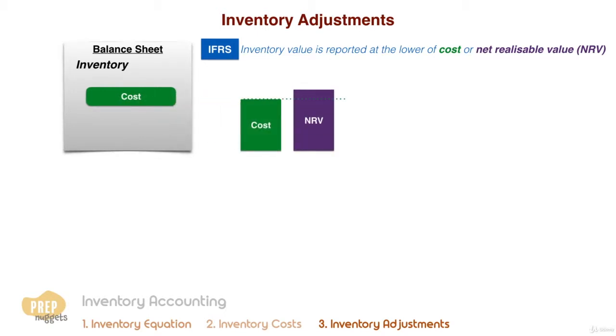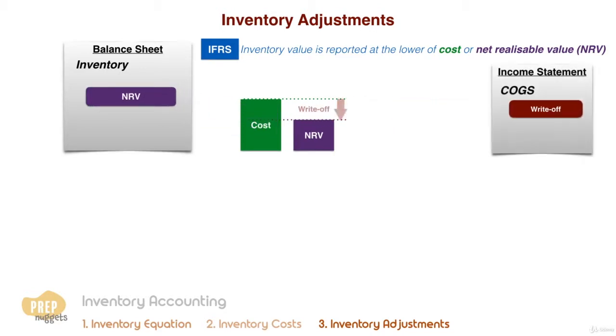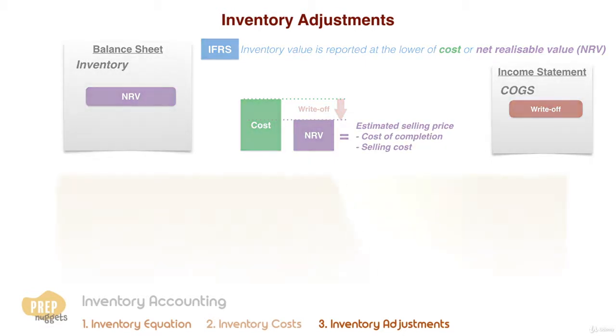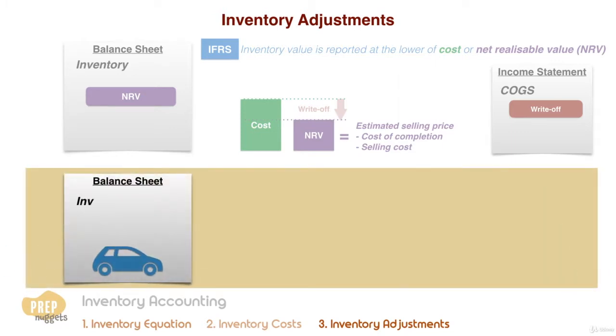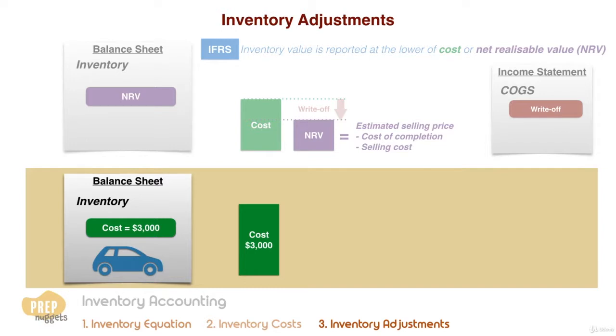This means that if the net realizable value falls below the cost, the inventory should be written down to the net realizable value. The net realizable value is the estimated selling price less estimated cost of completion and less selling cost. For instance, a car manufacturer may have an unfinished car that has a capitalized cost of $3,000 sitting in its inventory. Say the estimated selling price of the car has fallen to just $4,000 due to intense competition from other manufacturers.